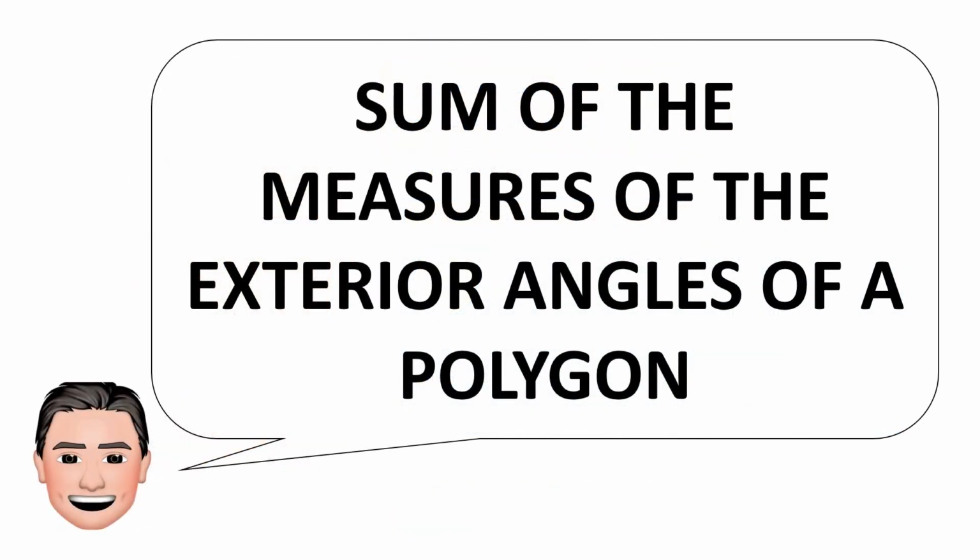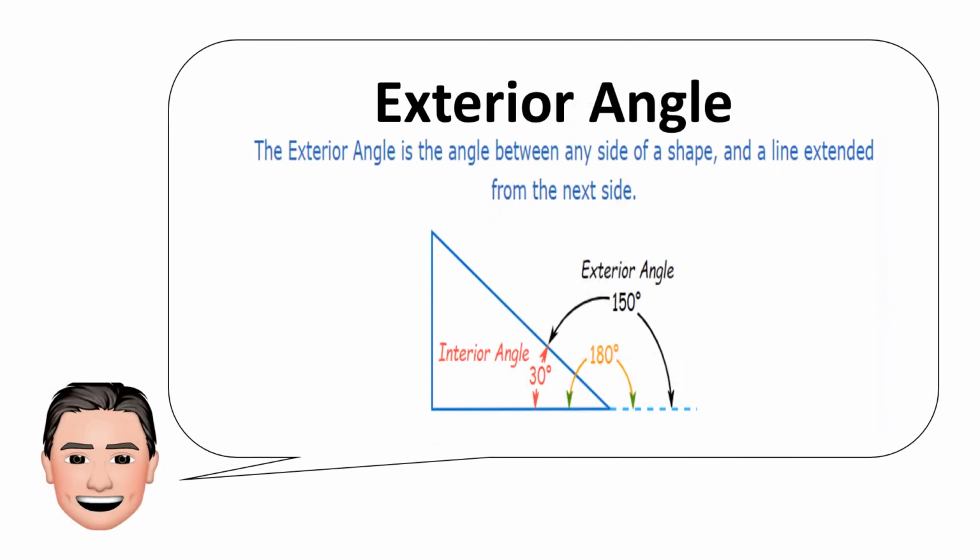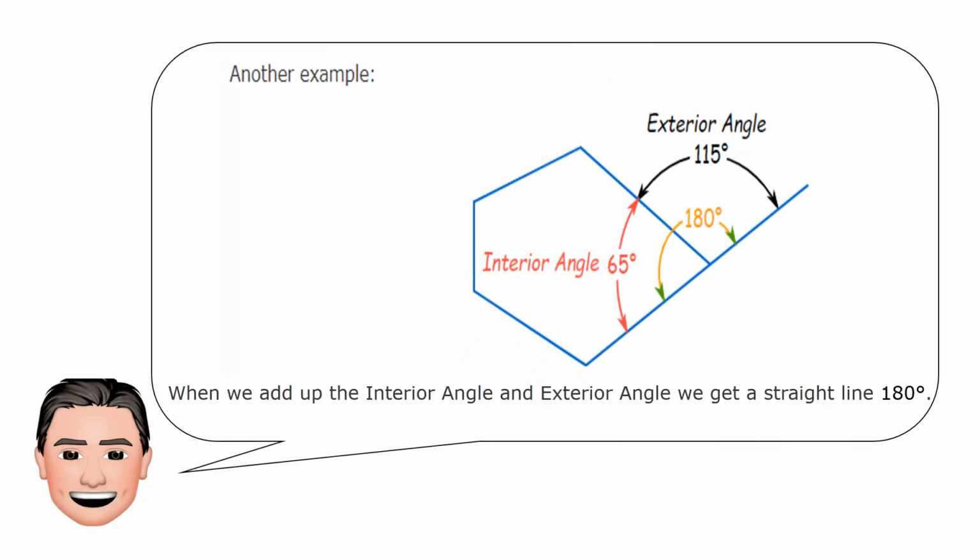Sum of the measures of the exterior angles of a polygon. Exterior angle: the exterior angle is the angle between any side of a shape and a line extended from the next side. Another example: when we add up the interior angle and exterior angle we get a straight line, 180 degrees.